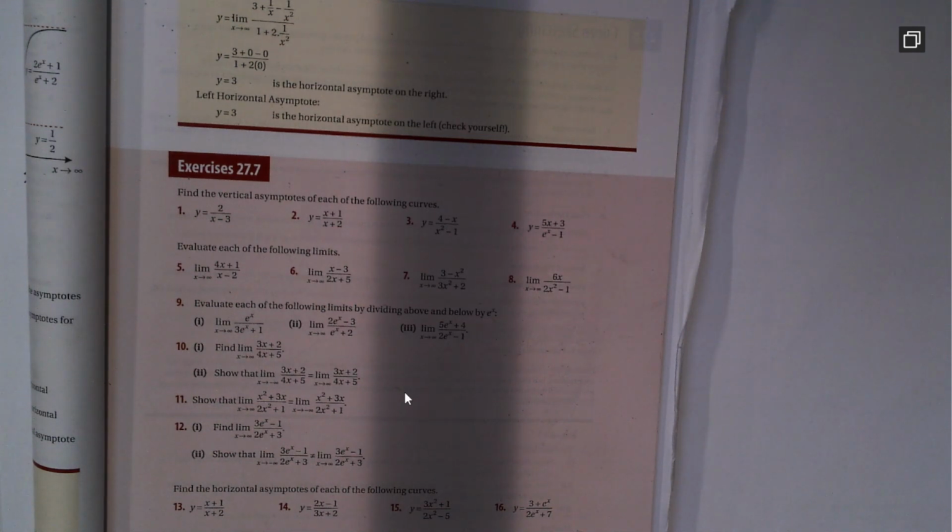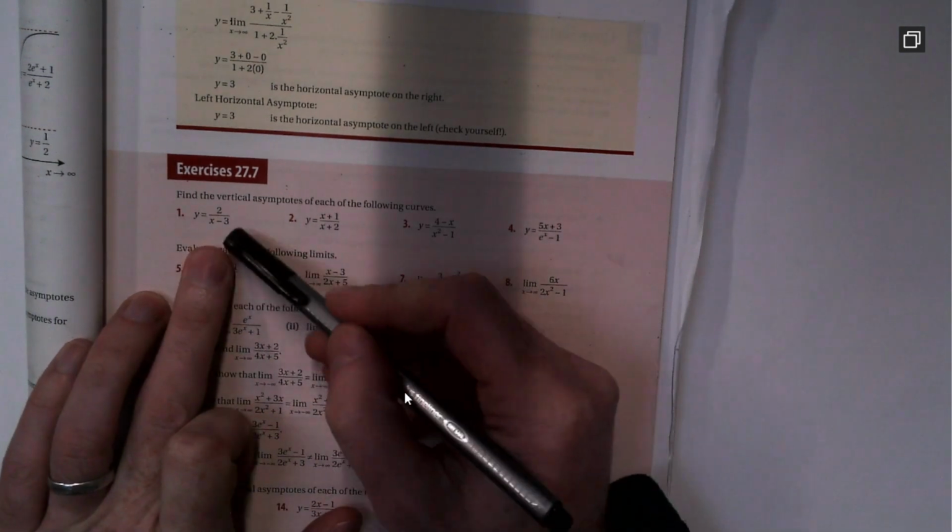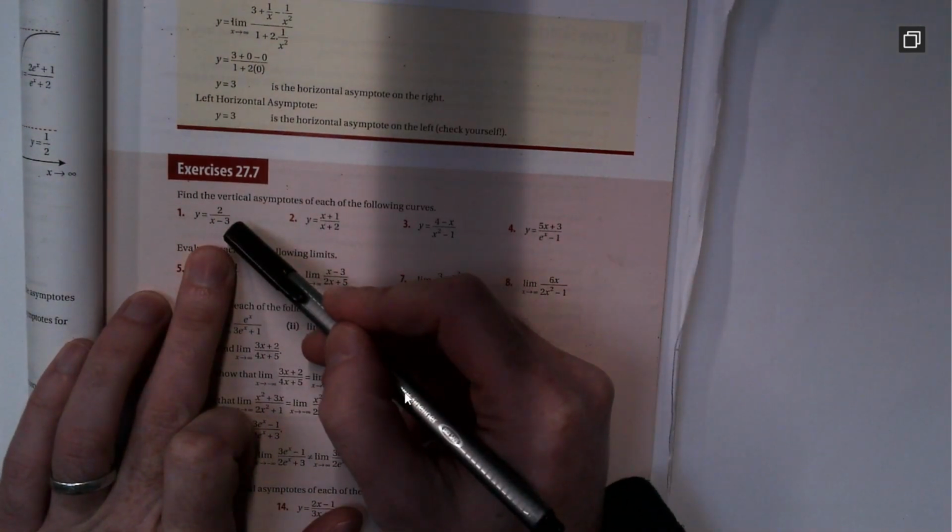So here, we're into the bottom part. Go to equal to 0 and solve for x. So you do x minus 3 equals 0, x equals 3. So the asymptote is at x equals 3.